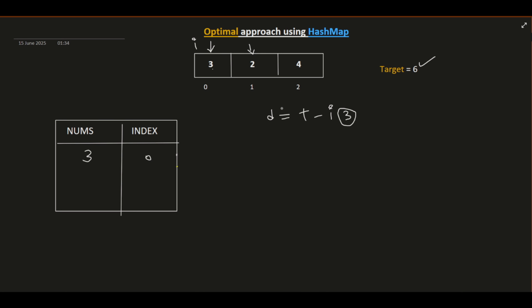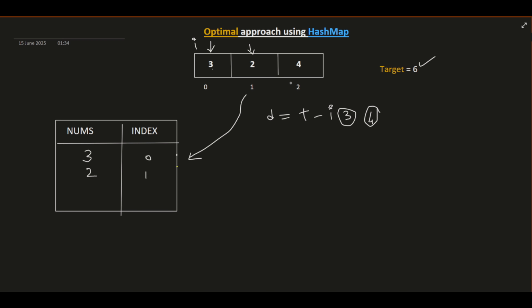So target is 6. Again we are going to calculate this difference. My target is 6 and 6 minus 2, which will be what? 4. The difference will be 4. Is 4 existing in our map or not? No, it's not. Then this current number will be added to our map, so 2 will be added. If 4 existed, it means our answer is 4. So 4 does not exist, right?